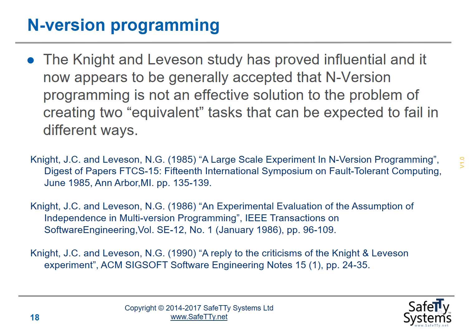This study has proved to be influential, and it now appears to be, or should be, generally accepted that n-version programming is not an effective solution to the problems of creating two equivalent tasks that can be expected to fail in different ways. If you're still not convinced, some of the papers below you'll be able to find with a few minutes of Google search, and it may be worth reading those. But in general, if someone suggests using n-version programming, please be skeptical.